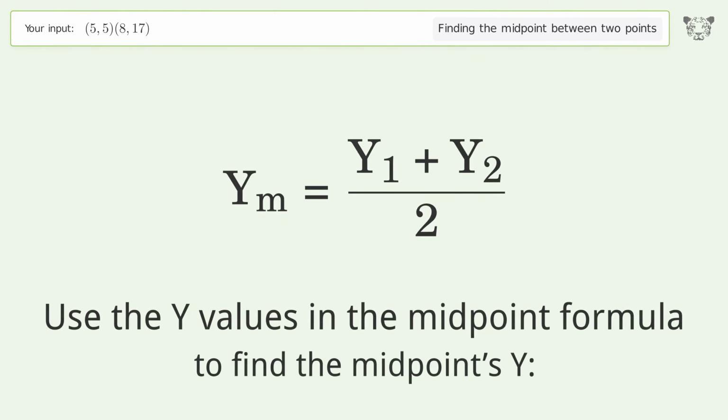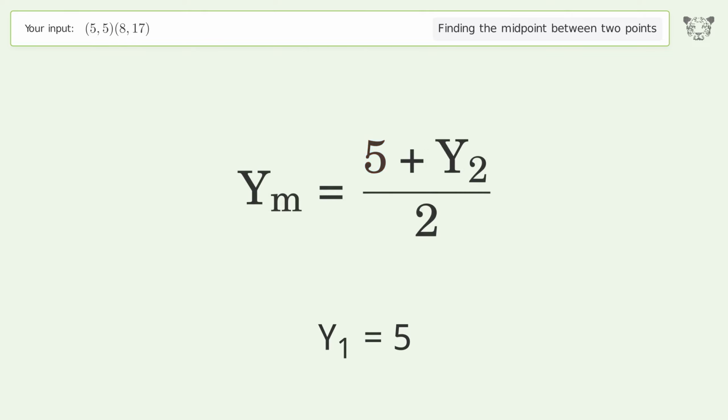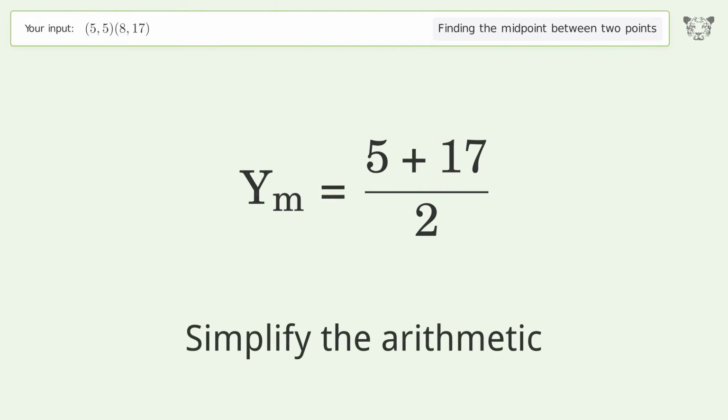Use the y values in the midpoint formula to find the midpoint's y. y1 equals 5. y2 equals 17. Simplify the arithmetic.